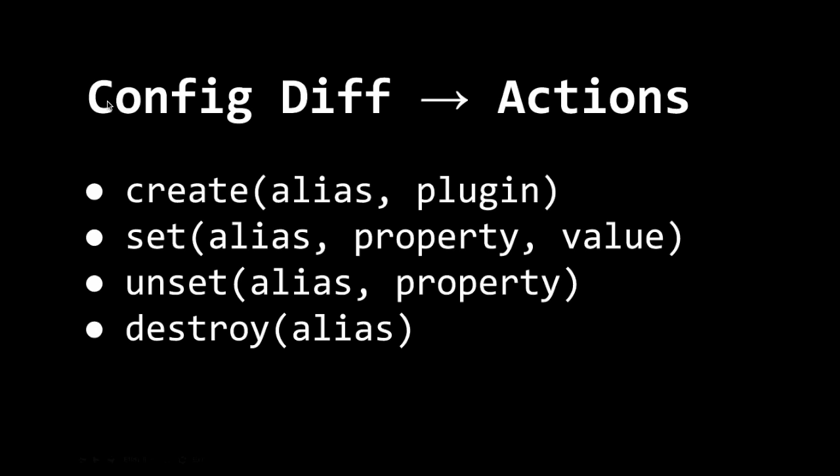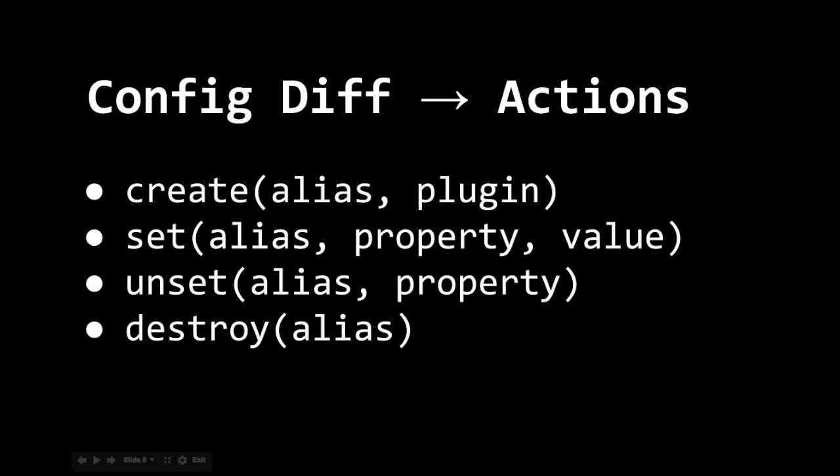You can create a component, and when you create a component, you need to give it an alias, which is just an arbitrary name for that component, and then a plugin, which is a string that tells Chiasm which plugin to load. And then after you've created a component, you can set properties on it by referring to it by its alias and setting which property to set and which value to set to that property. Create and set are usually all you need to instantiate a configuration.